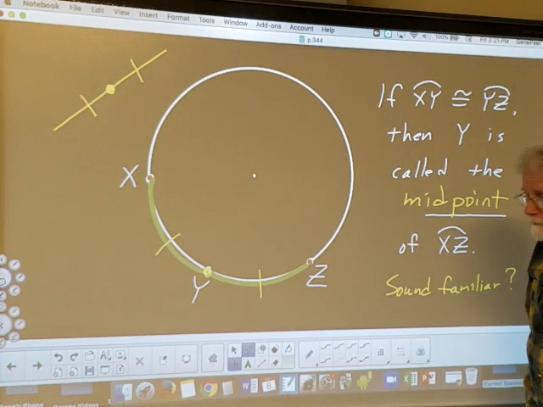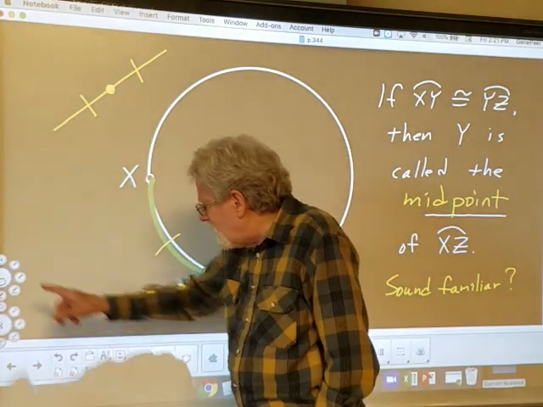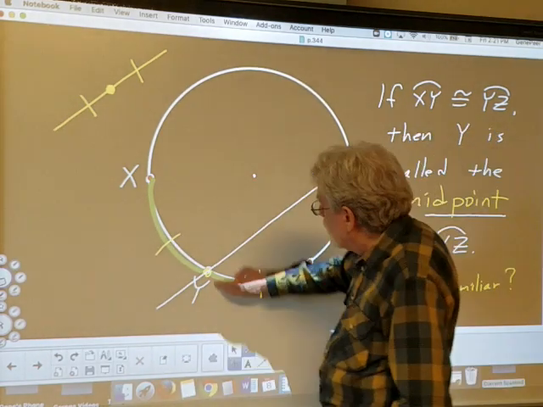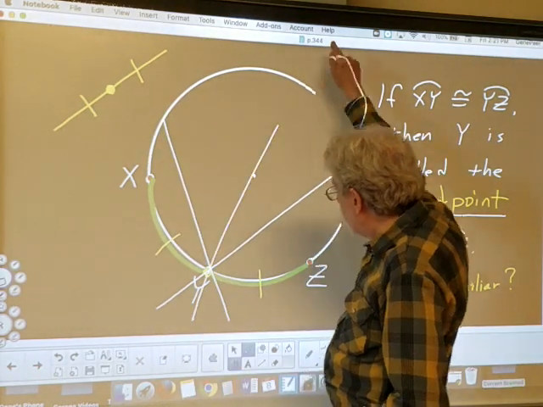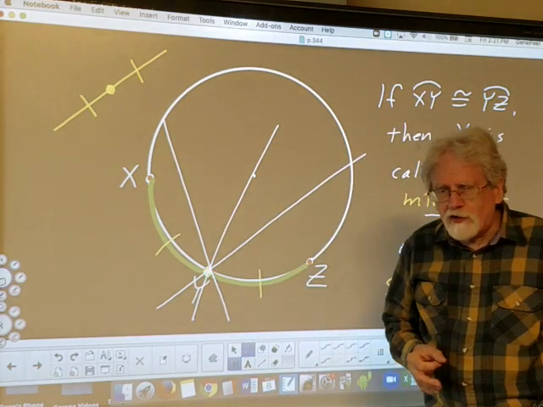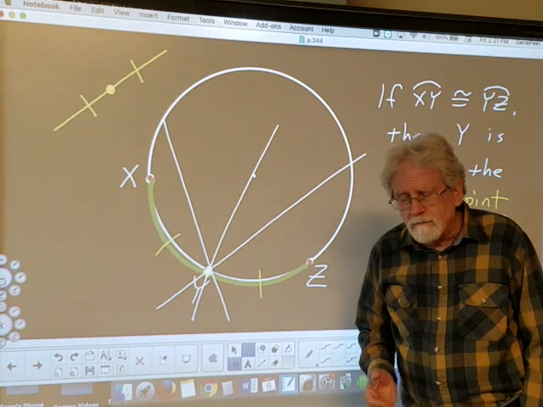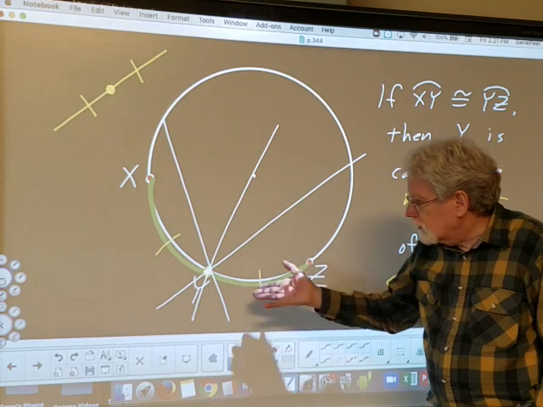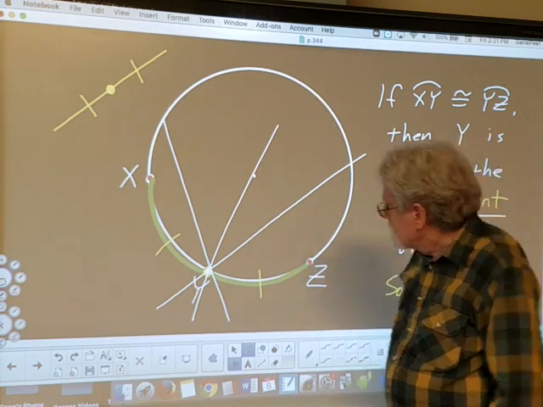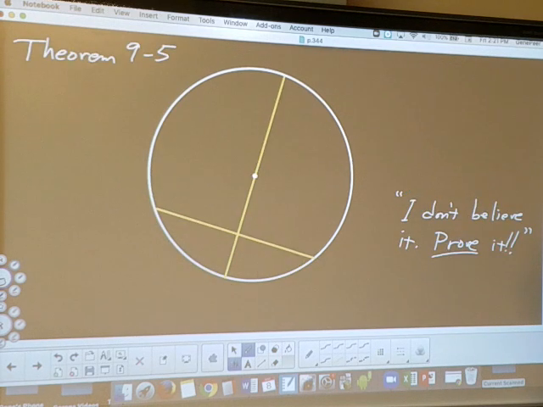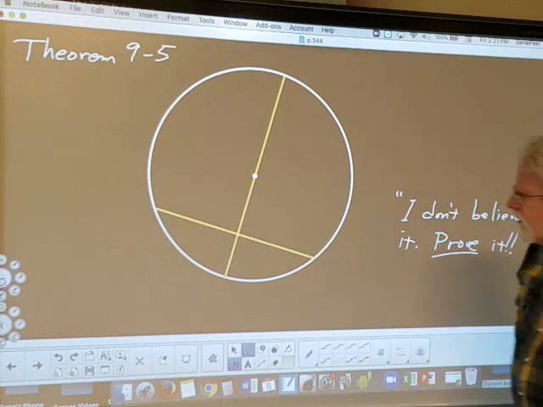And by the way, any line that happens to go through that midpoint, that one, or this one, or this one, any line that goes through that midpoint is known as a bisector, because what does a bisector do? It cuts right through the midpoint. A bisector cuts the arc into two congruent parts. Okay, and on that note, we now move on to theorem 9.5. Theorem 9.5 says this.